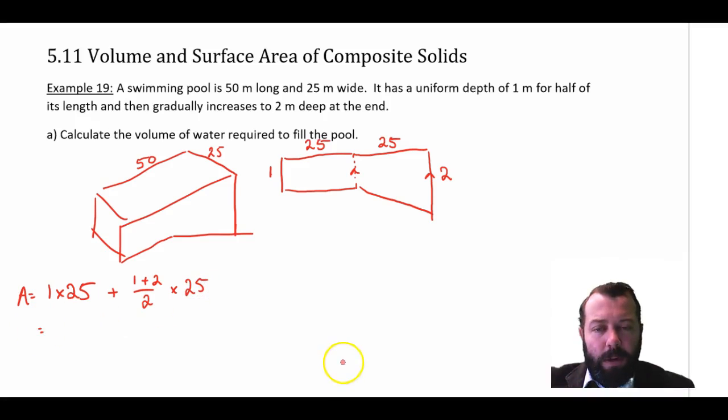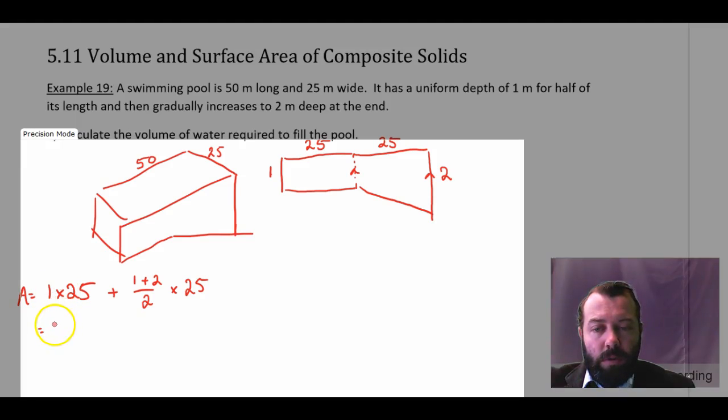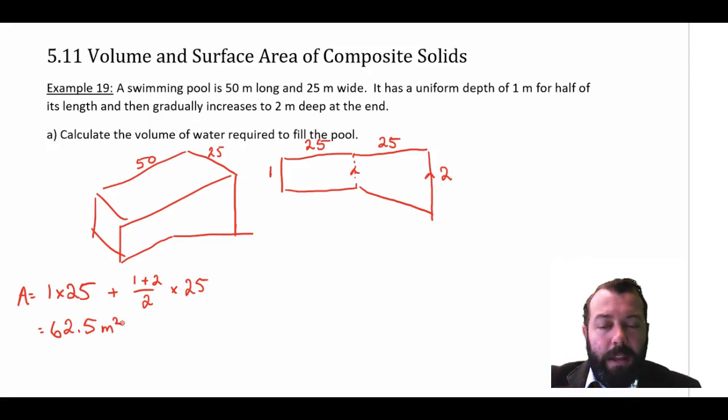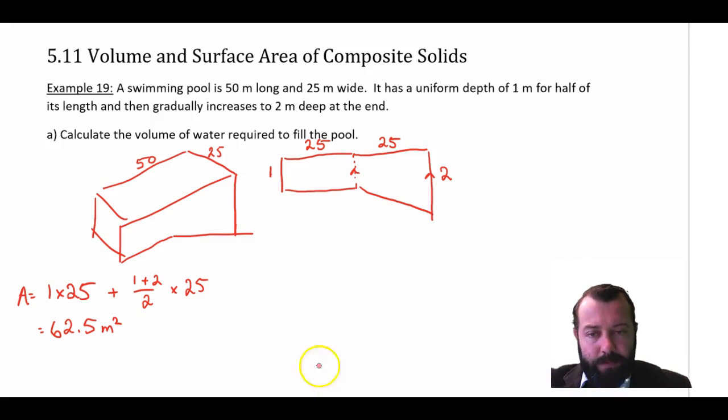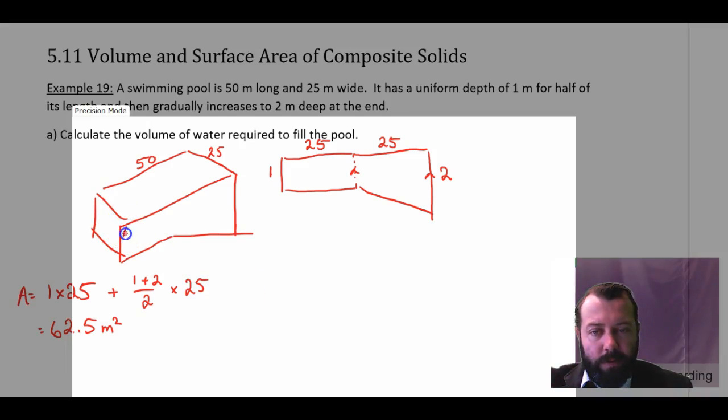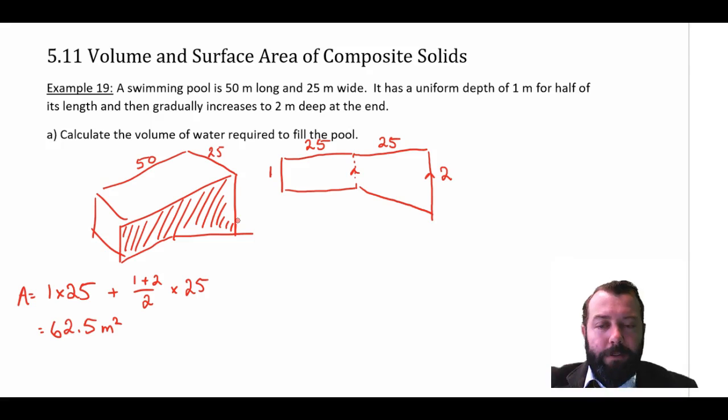So my area here is 25 plus 1.5 lots of 25, I think must be, what do I feel like that should be? 62, I think it's 62.5 square meters. Yeah. That is the area of my base, if you like, which is this part here that we've just worked out. That's my 62.5. Now to work out the volume, the volume is the area times the height.